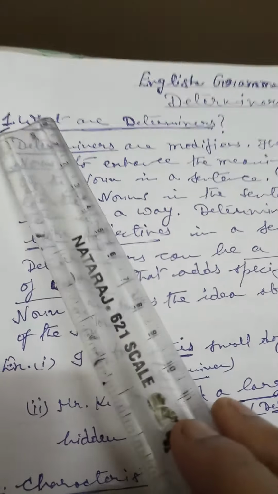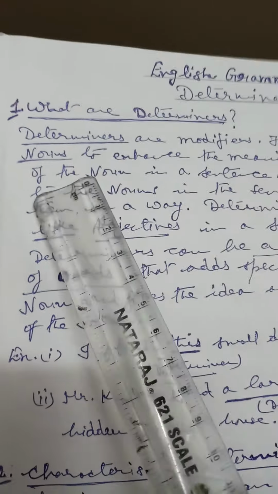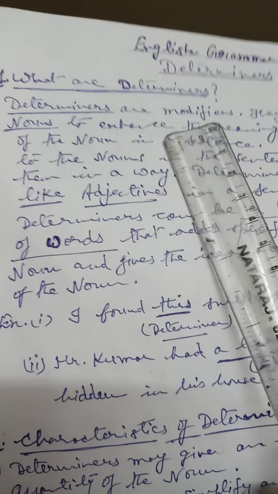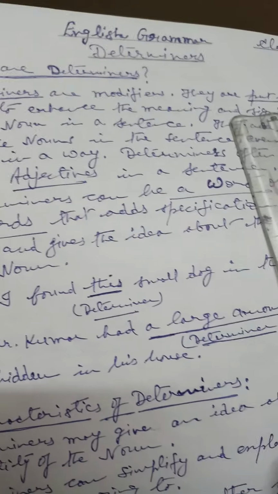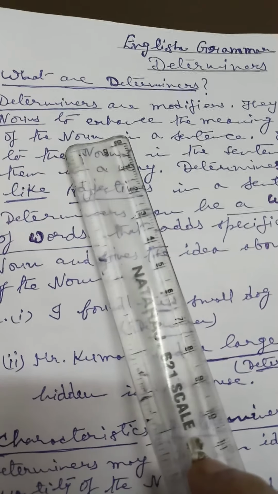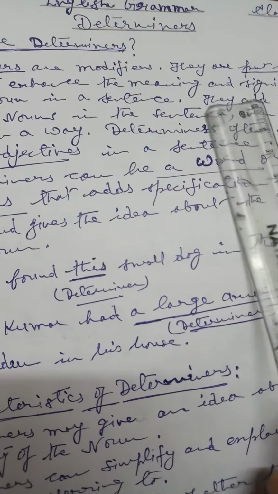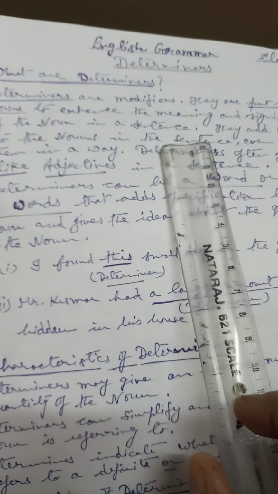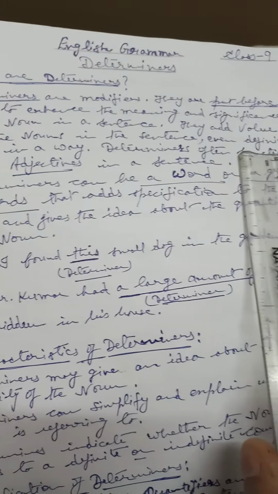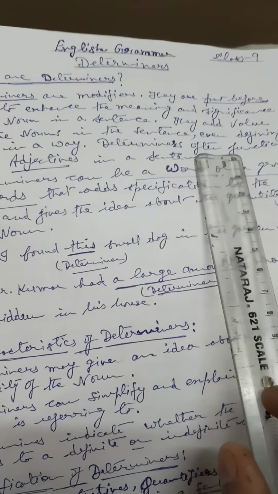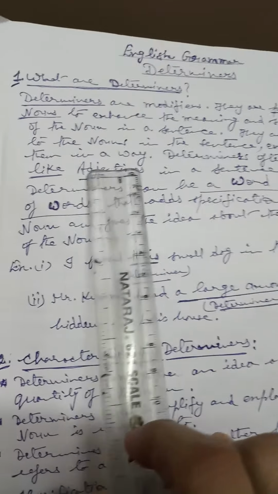First of all, what are determiners? The answer is, determiners are modifiers. We can call them modifiers also. They are put before nouns to enhance the meaning and significance of the noun in a sentence. They add value to the nouns in the sentence, even defining them in a way.